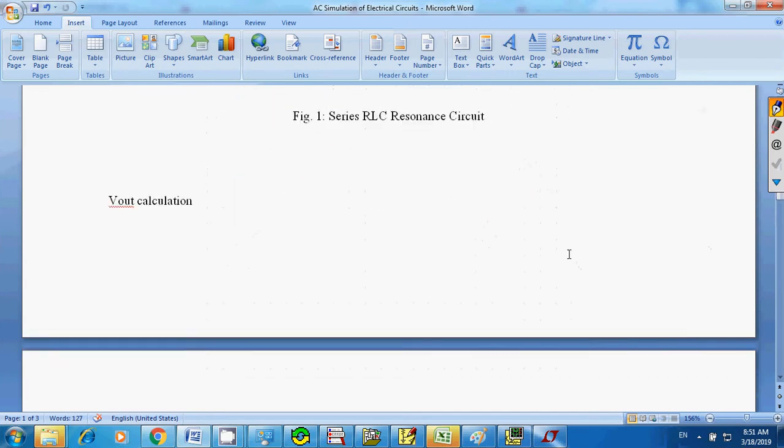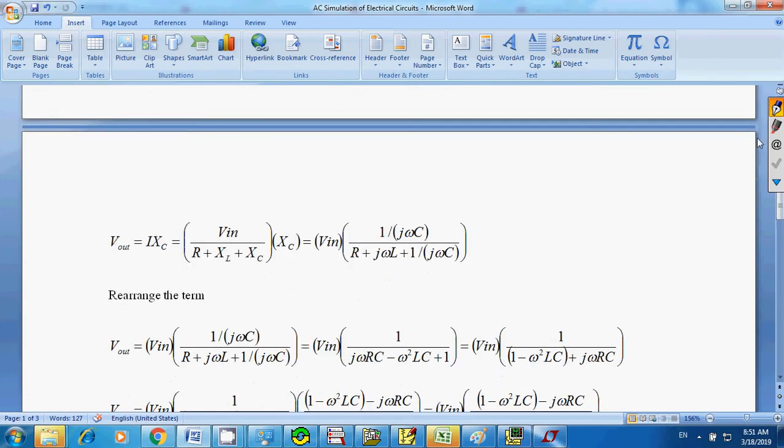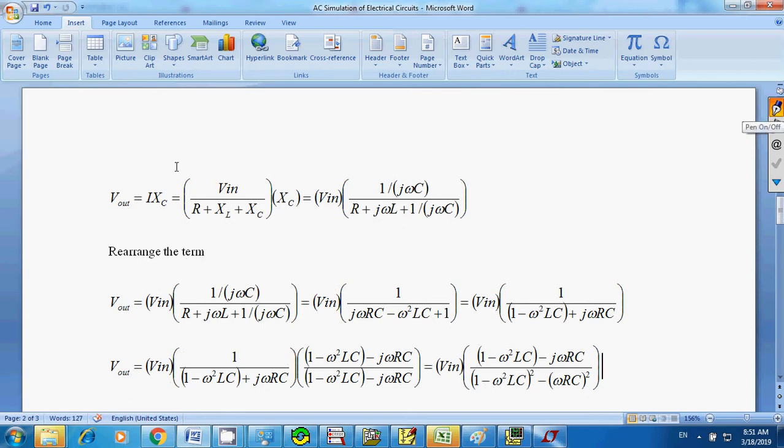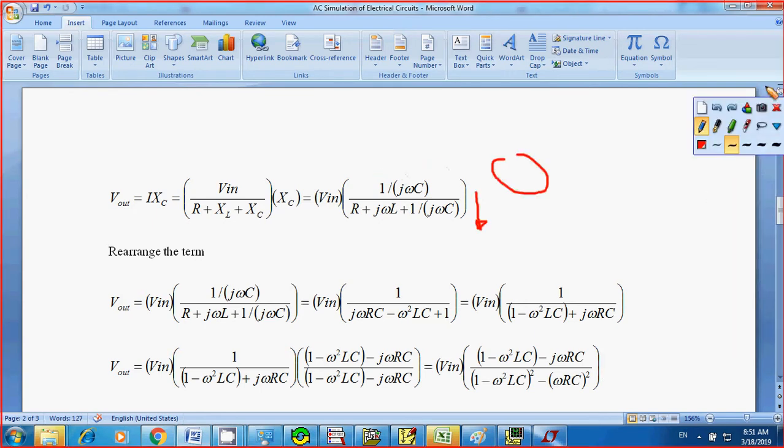So what you can do is start doing the calculation. So your V out is equal to our IC multiplied by XC, which is the impedance of the capacitor. And your V in, since it is a series circuit, our I equals V in divided by the total impedance. So that means R plus XL plus XC, and then you multiply by XC, right? That's the impedance of our capacitor.